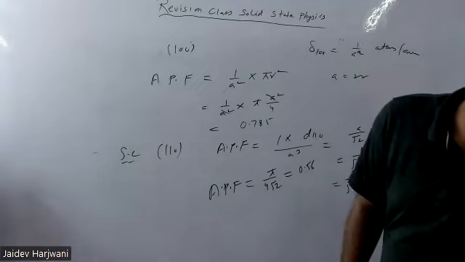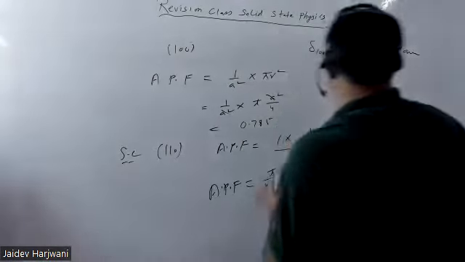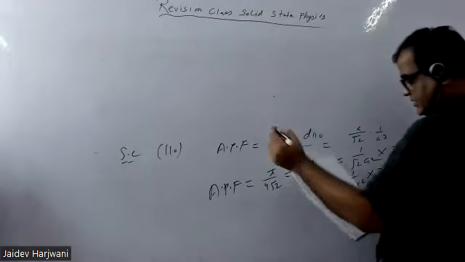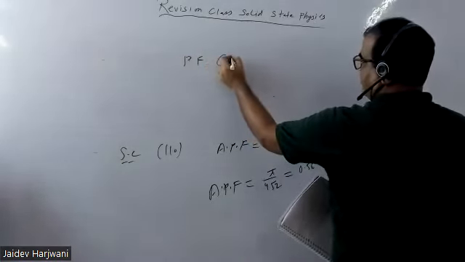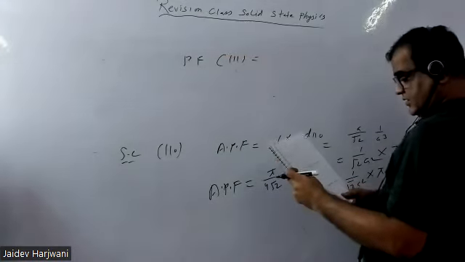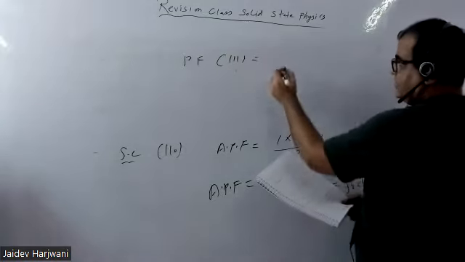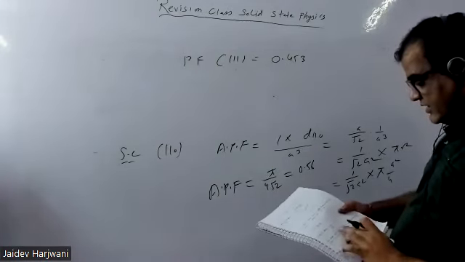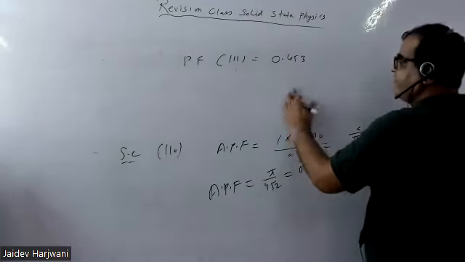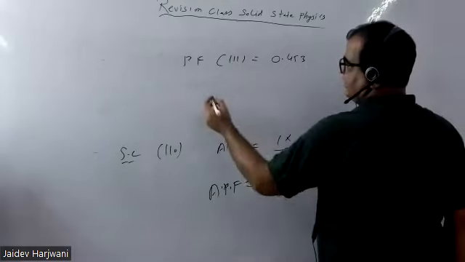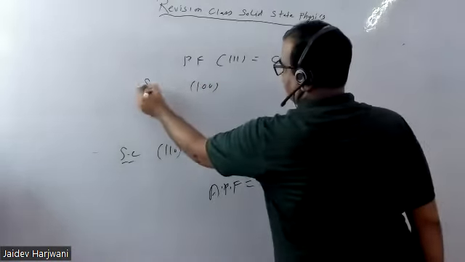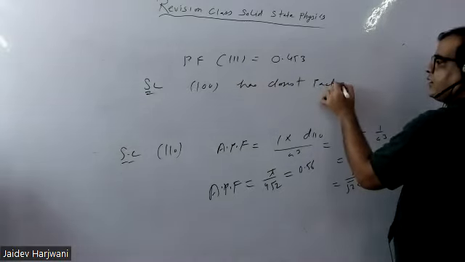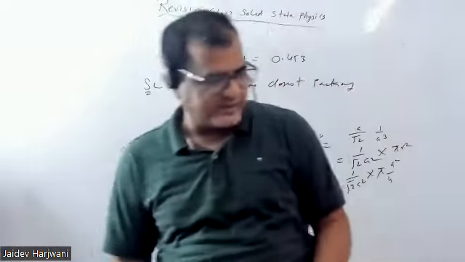And similarly, if you calculate this for the 111 plane, the packing fraction of the 111 plane will come out as 0.453. That is an important result you have to remember. Then in simple cubic, you have the highest packing, the closest packing, on the 100 plane. So the 100 plane in simple cubic has the closest packing.